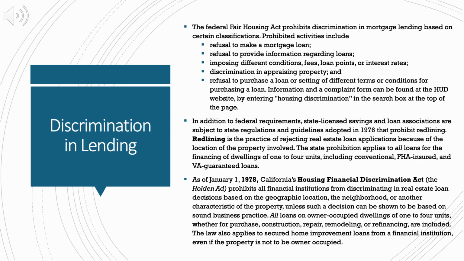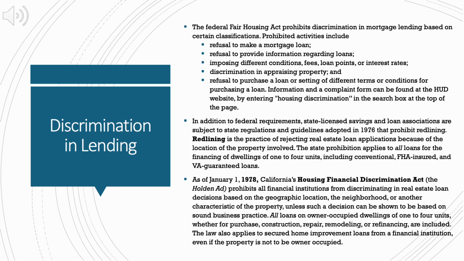The Federal Fair Housing Act prohibits discrimination in mortgage lending based on certain classifications. Prohibited activities include refusal to make a mortgage loan, refusal to provide information regarding loans, imposing different conditions, fees, loan points, or interest rates, discrimination in appraising property, and refusal to purchase a loan or setting of different terms or conditions for purchasing a loan. Information in a complaint form can be found at the HUD website by entering housing discrimination in the search box at the top of the page.